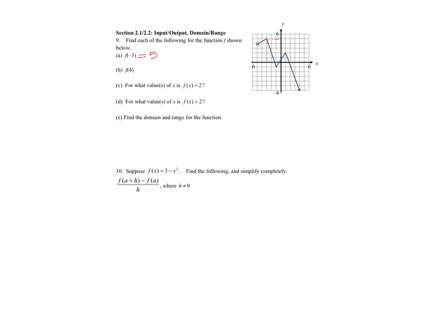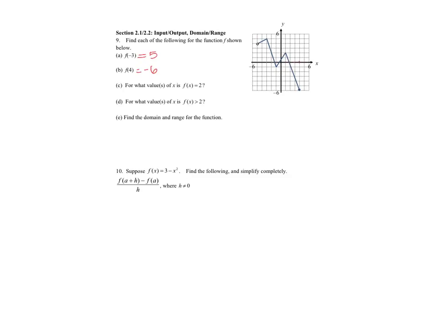Okay. And then f of 4, again, I'll go 1, 2, 3, 4 over in the x direction, and I'll look down here, and the corresponding y is -6. Okay. So then the next thing says, for what values of x is f of x equal to 2?